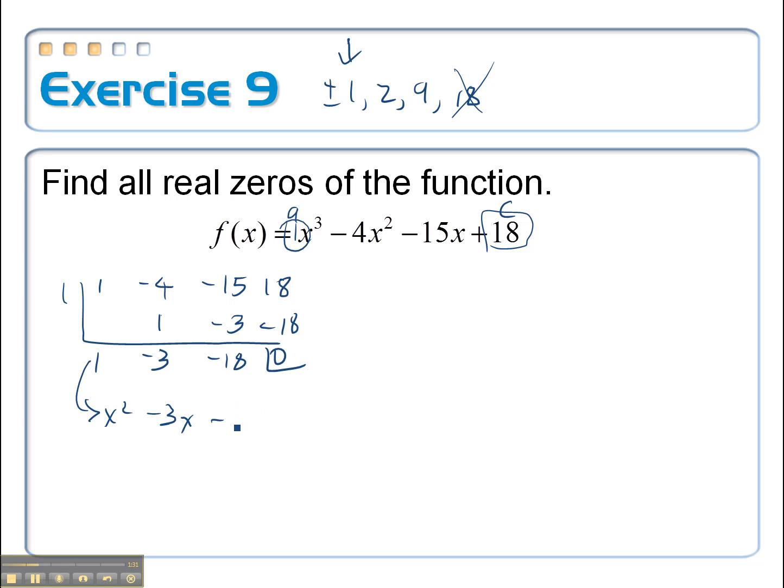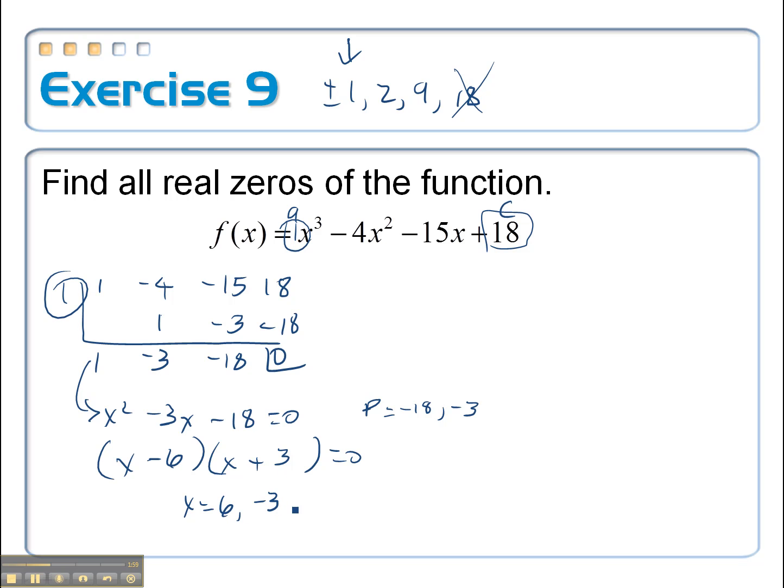Alright, don't mind if I do. x squared minus 3x minus 18 equals 0. Open up my parentheses. I know that's got to be an x and an x. And we have to have a product of negative 18, and they have to add up to negative 3. So that's going to be minus 6 and plus 3. So when I solve each of these, I get x equals 6, negative 3, and then of course my original 1. Here are all the zeros of this cubic polynomial function.